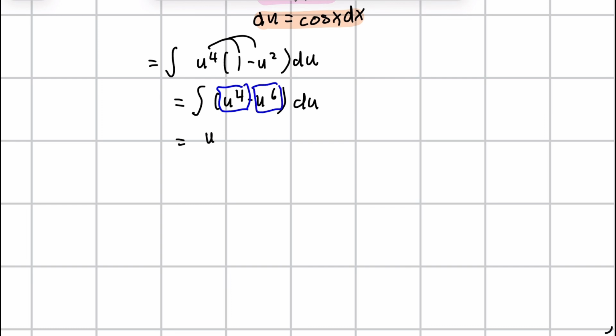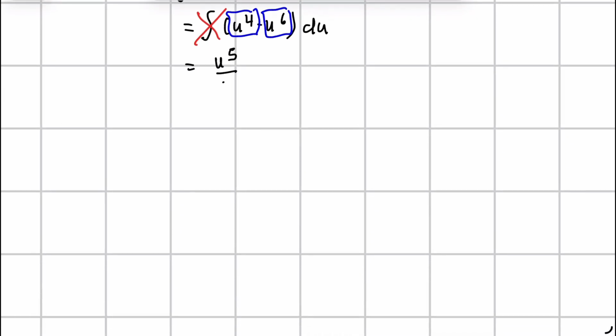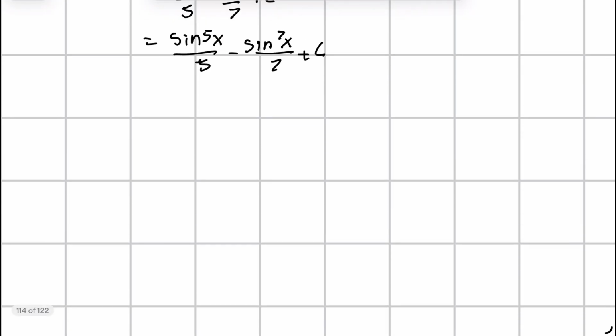So we can now get rid of our integral, because we're using the power rule. We have u to the power of 5 over 5 minus u to the power of 7 over 7 plus c. So this becomes sine to the power of 5 x over 5 minus sine to the power of 7 x over 7 plus c. So if you save one cosine, that means you can write your du is equal to cosine x dx. That's exactly what we want. We're done.